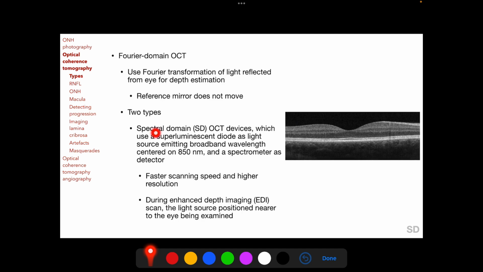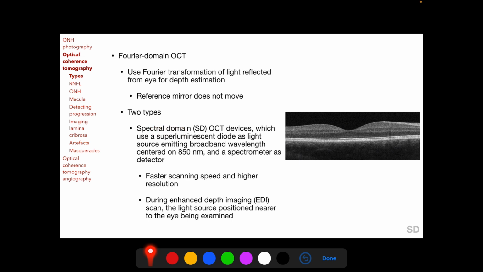Both spectral domain OCT and swept source OCT use Fourier analysis to analyze the light being reflected from the eye. Fourier analysis decomposes the composite waveform of the light reflected from the eye into its component waves. The amplitudes of these component waves are measured to detect the reflectivity of the layer of interest.